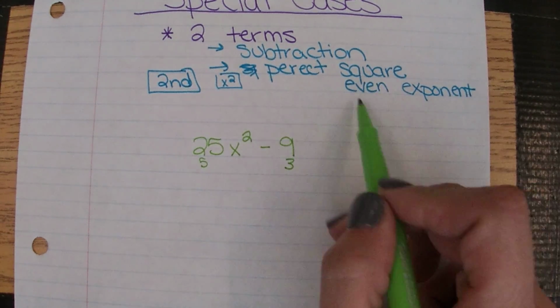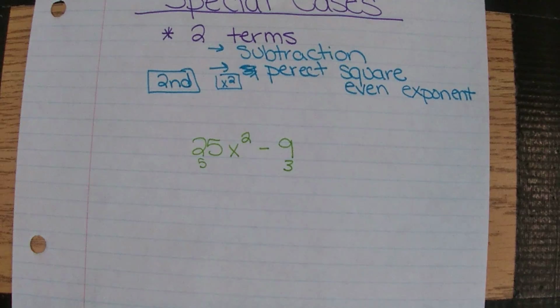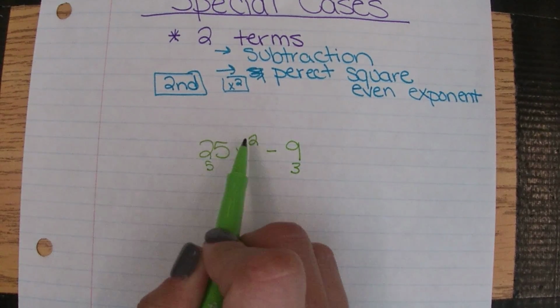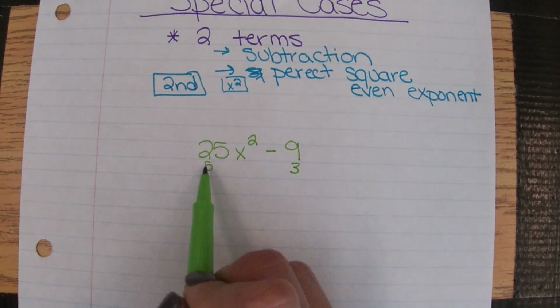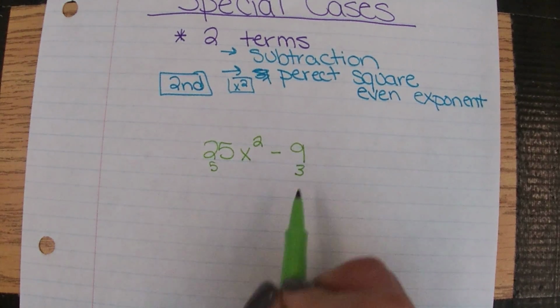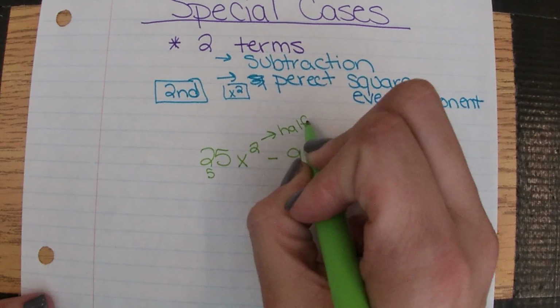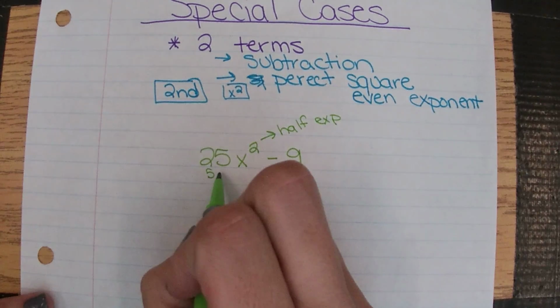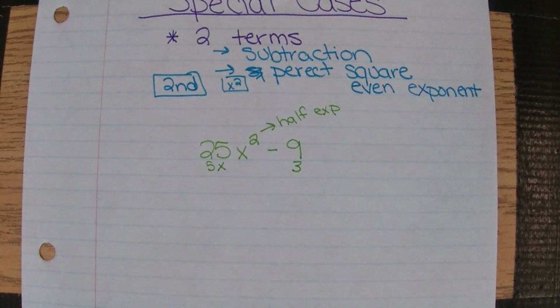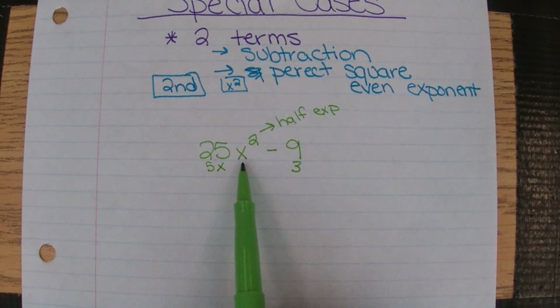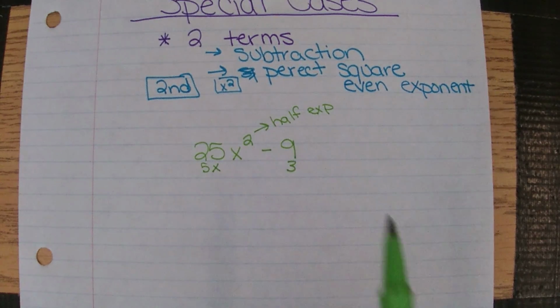Okay, and then we need an even exponent. So, yep, x squared has an even exponent. Okay, so once we know that it is a special case, we want to actually find out what number times itself gives us each of these. Well, the 5 we already did with our calculator. The 3 we already did with our calculator. For the exponent, we're going to take half of the exponent. So half of 2 gives us 1. Okay, and what this says is 5x times 5x gives us 25x squared, and 3 times 3 gives us 9.